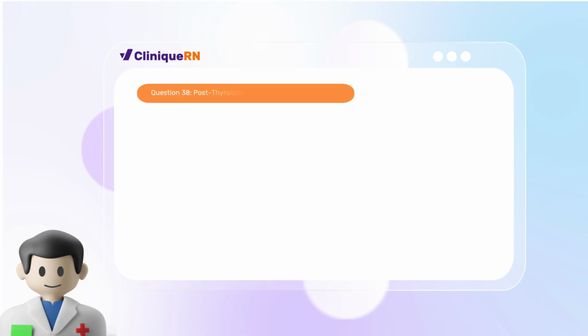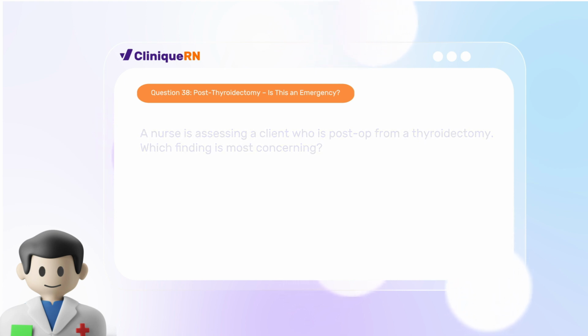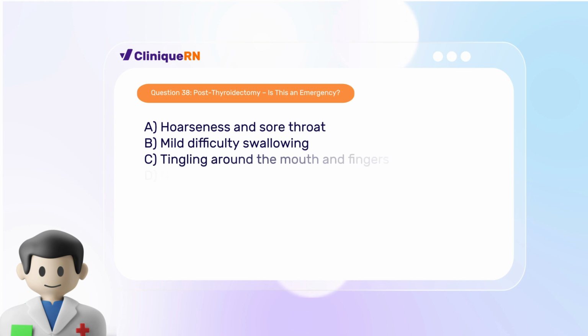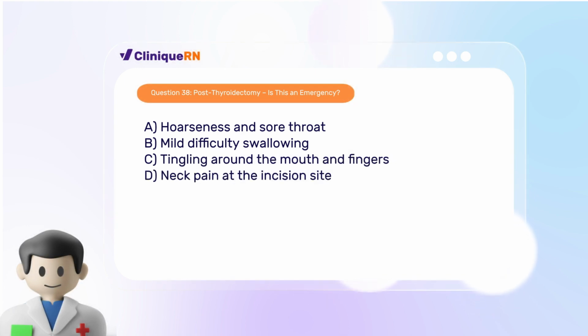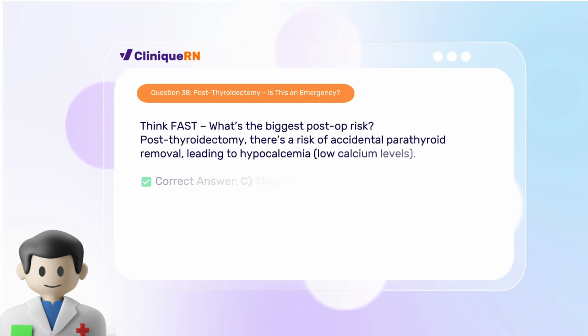Question 38. Post-thyroidectomy. Is this an emergency? A nurse is assessing a client who is post-op from a thyroidectomy. Which finding is most concerning? A. Hoarseness and sore throat. B. Mild difficulty swallowing. C. Tingling around the mouth and fingers. D. Neck pain at the incision site. What's the biggest post-op risk?